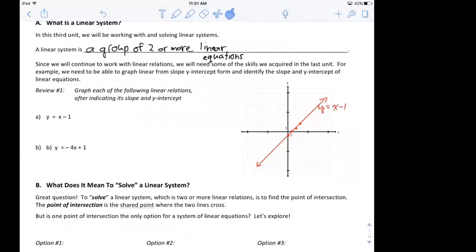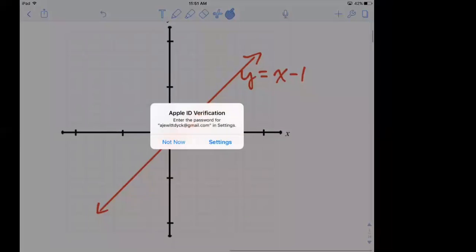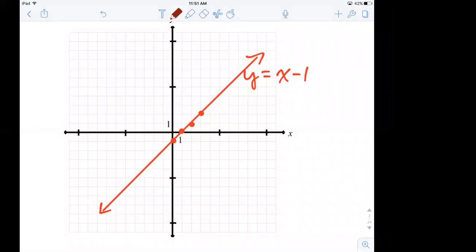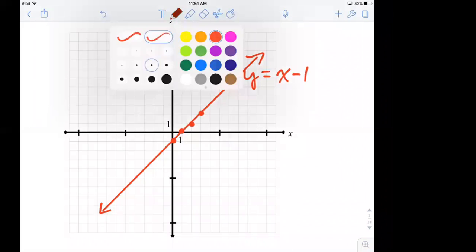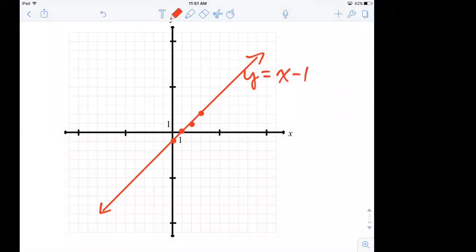The other one is negative 4x plus 1. So positive 1 is now my new starting point. So I put my point right here. And then I need to go down by 4 and over to the right by 1. So 1, 2, 3, 4, and 1. So right down about there, down 4 over 1, something right about there.